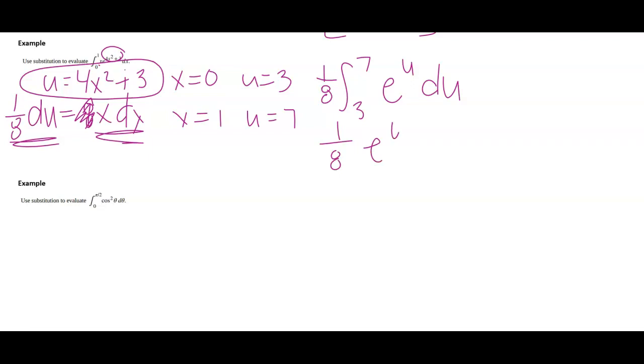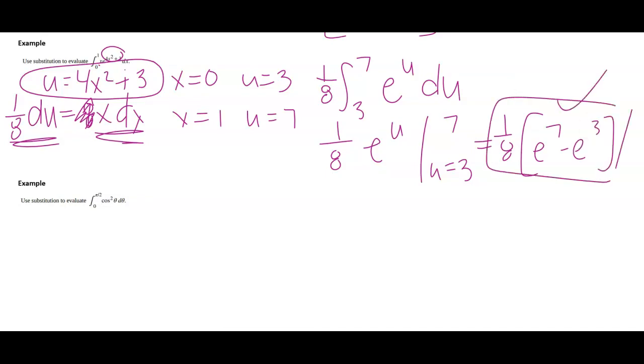1/8, the antiderivative of e to the u is just e to the u from u equals 3 to 7. And so I get 1/8 e to the 7th minus e cubed, and that's going to be my final answer.